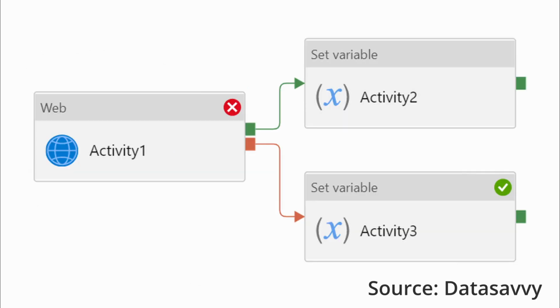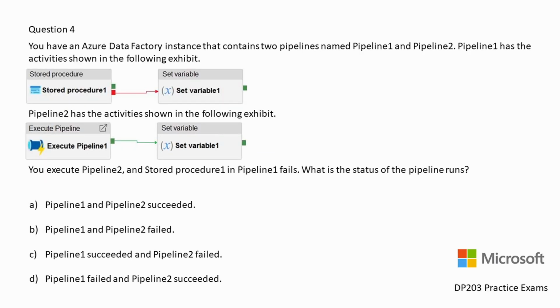So in Data Factory, activities are linked by dependencies. Looking at Pipeline 1, the stored procedure activity and the set variable activity are linked by a failed dependency. So when the stored procedure in Pipeline 1 fails, Pipeline 1 will succeed. And as Pipeline 1 succeeds, Pipeline 2 will succeed as well. So the correct answer is A. Pipeline 1 and Pipeline 2 succeeded.